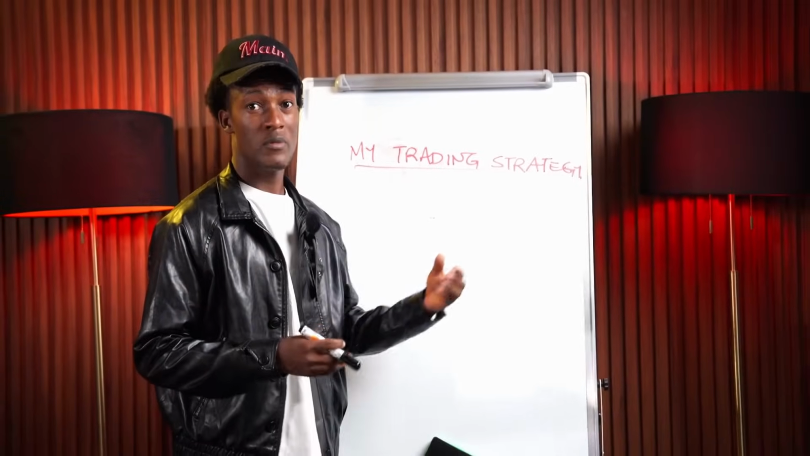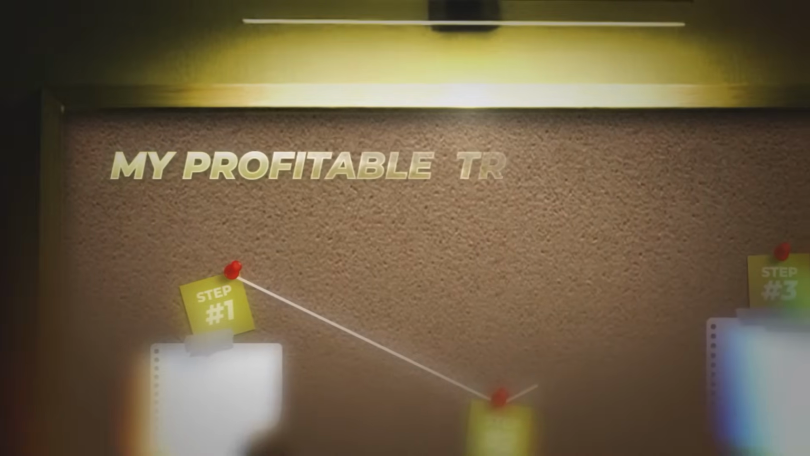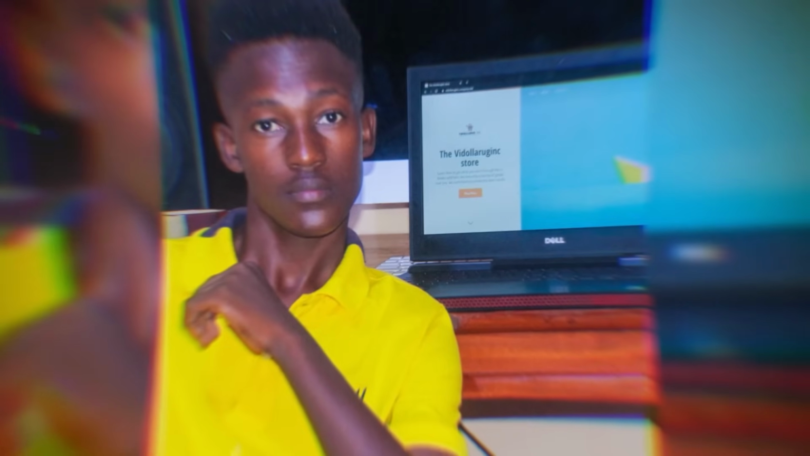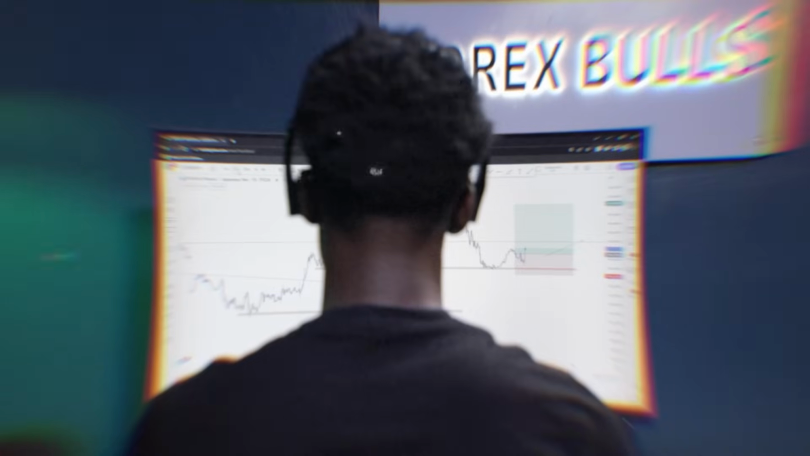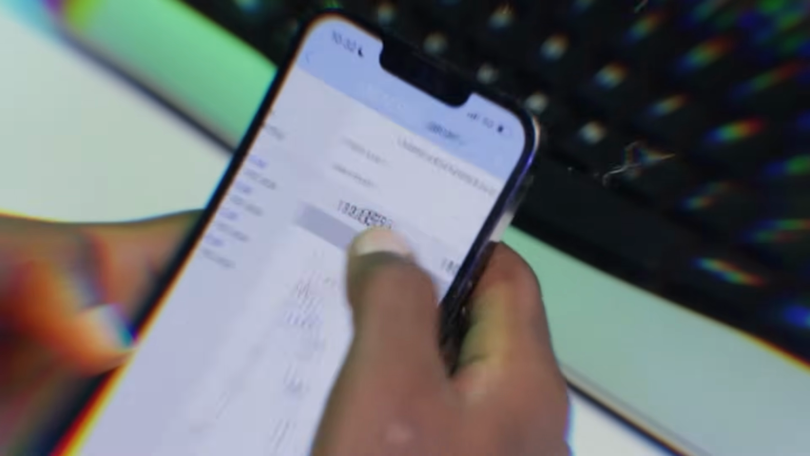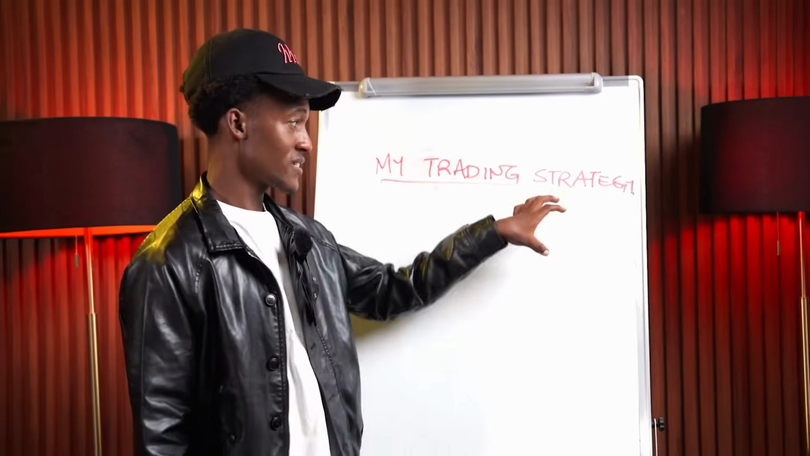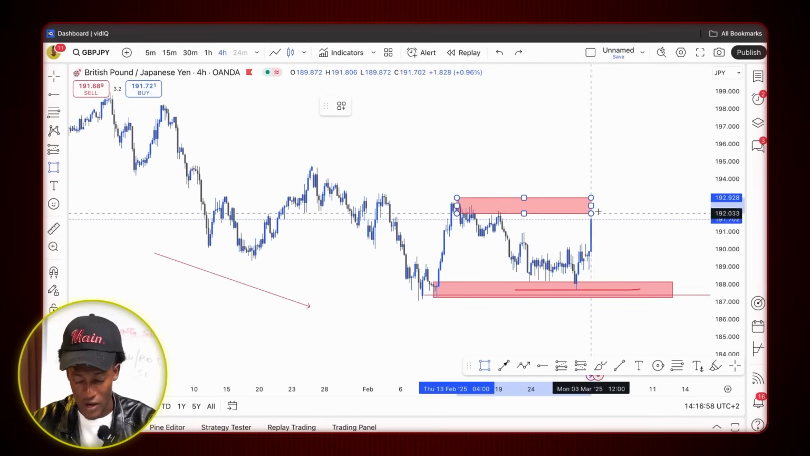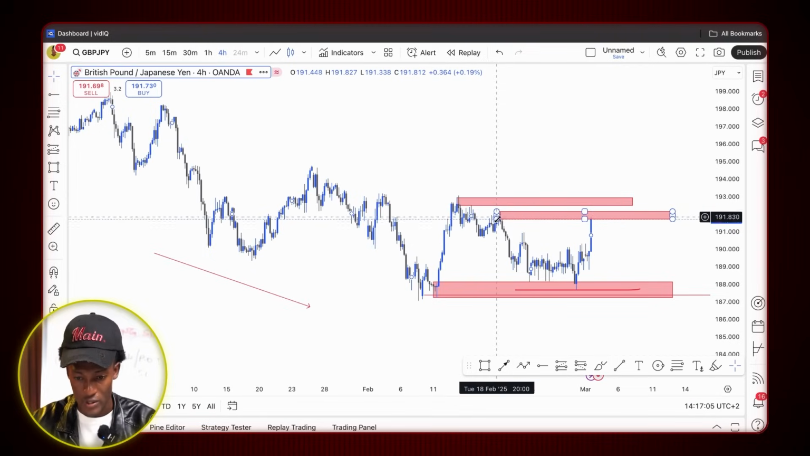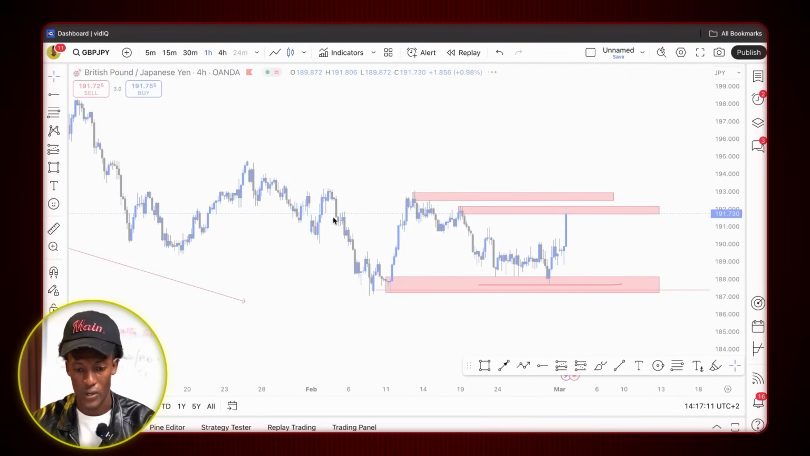So for the next few minutes, I'm going to be showing you my profitable trading strategy. I've been using this for about 3 years now, and I've continuously made a few modifications to make it even much better. Today, I'm going to share everything with you. We shall start off with a bit of a whiteboard, but then we shall also go off the charts so I can show you a real practical approach.